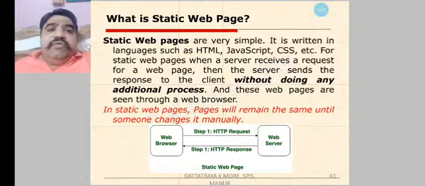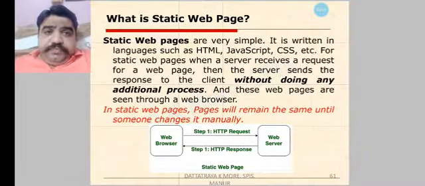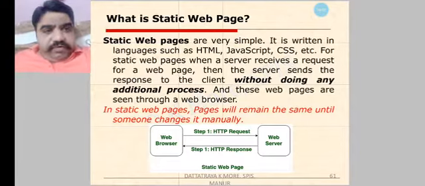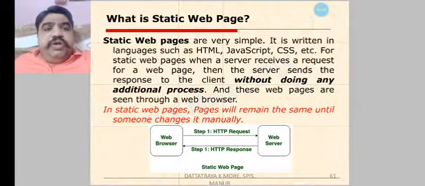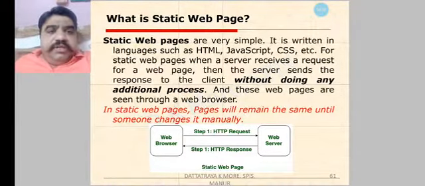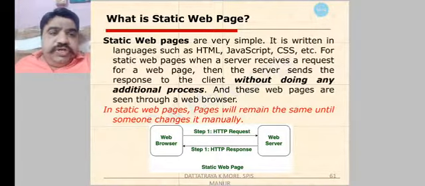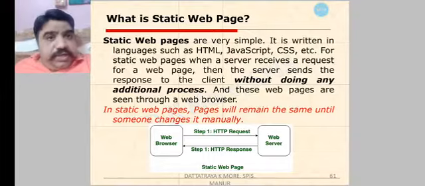Now let's see what is meant by a static web page. There are two types of web pages: static web page and dynamic web page. Let's see the static web page first. In the diagram it is shown that the web browser sends an HTTP request to the web server, and then the web server responds and gives us whatever information we want.